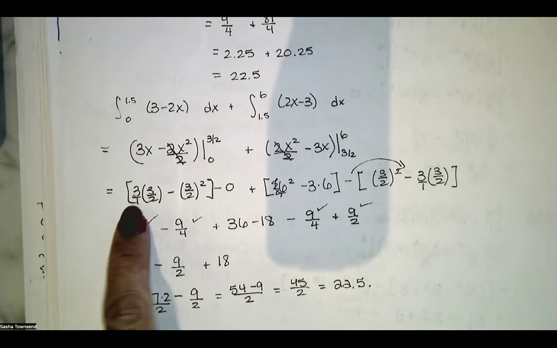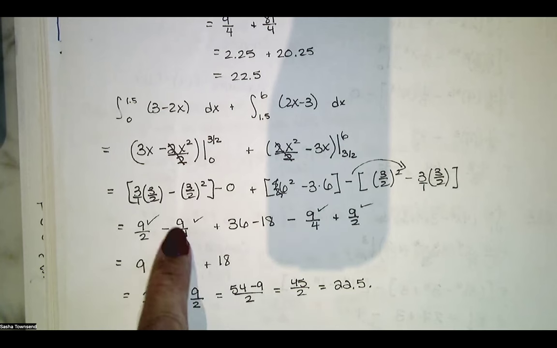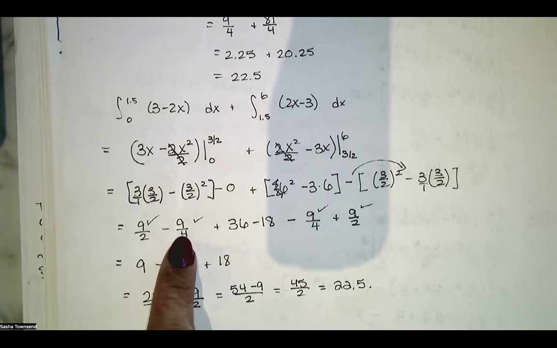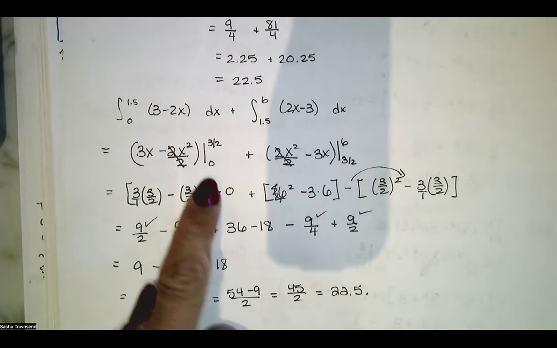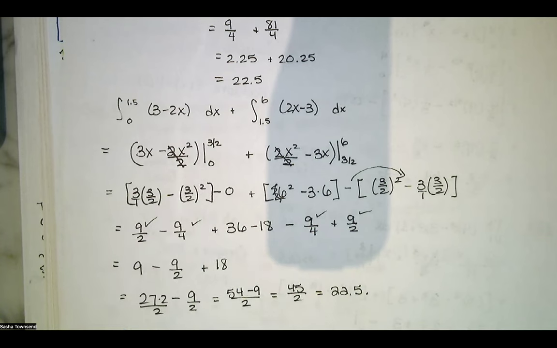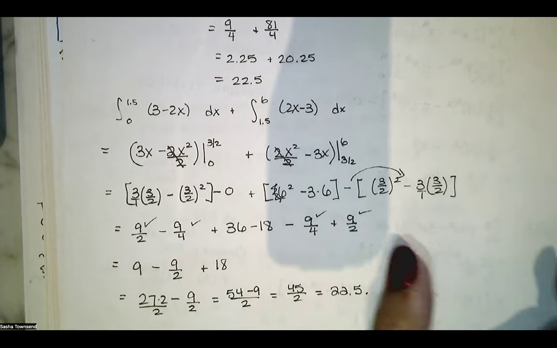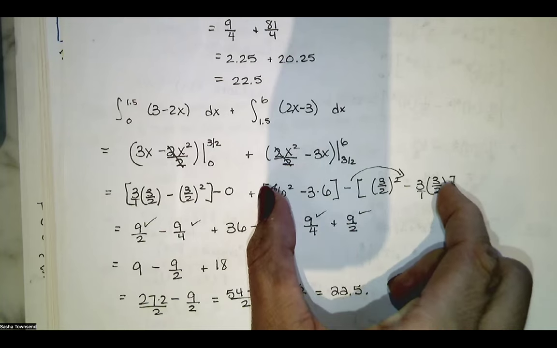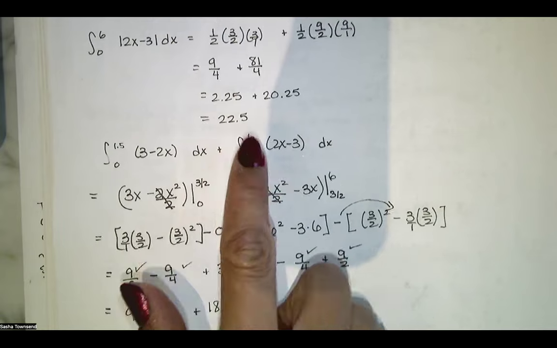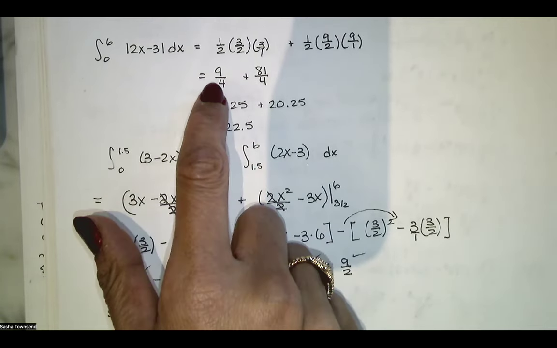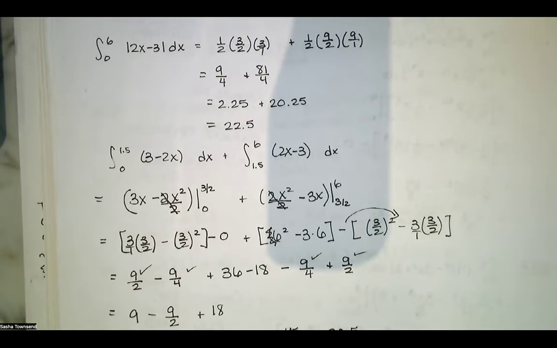So over here, if we wanted to evaluate that, we'd get this 9 halves minus 9 fourths, which is going to be 9 fourths, or 2.25. So we're going to have 2.25 here, plus this value, I think, which is like 20.25. Then when we add them together, we get that 22.5. The same as what we got when we just looked at the area of the first triangle and added the area of the second triangle. You get the same thing.